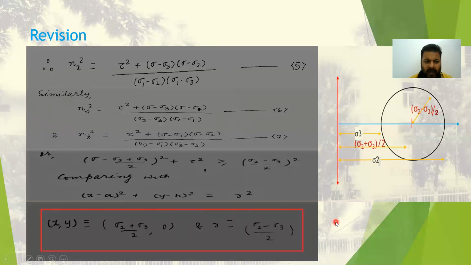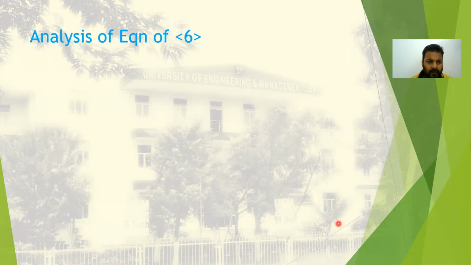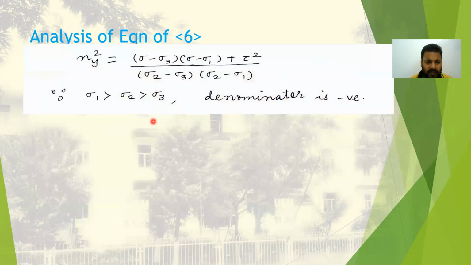Now we shall move forward to analyze equation 6 and equation 7. We will continue our discussion by analyzing equation 6 today. For that, let me write the expression derived in equation 6. As you can see, expression 6 was like this: ny square is equal to (sigma minus sigma 3) multiplied by (sigma minus sigma 1) plus tau square, divided by (sigma 2 minus sigma 3) into (sigma 2 minus sigma 1).